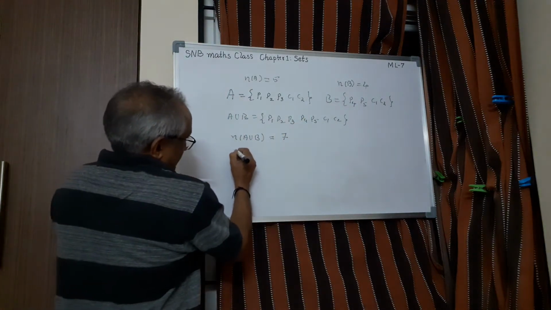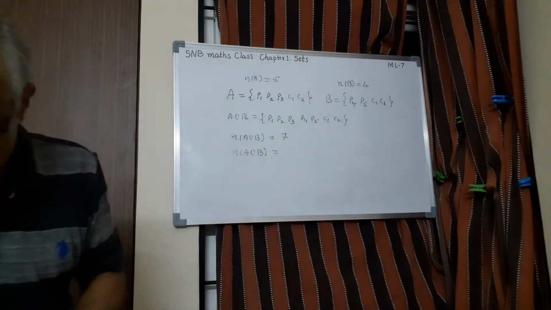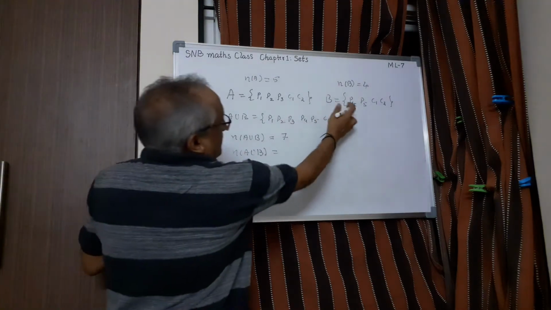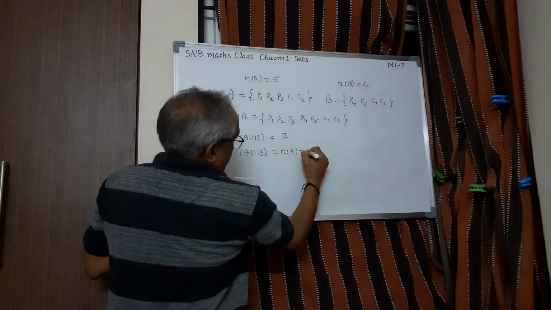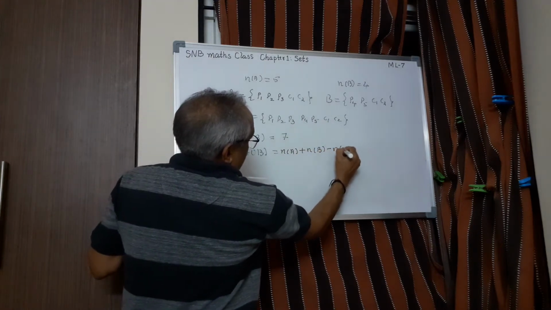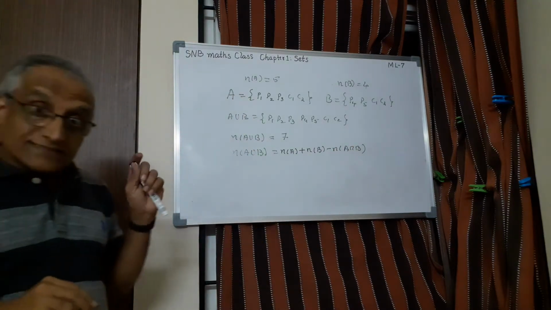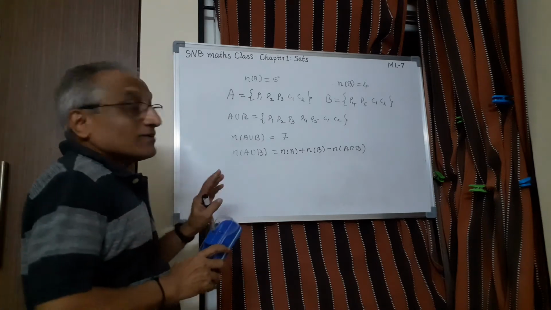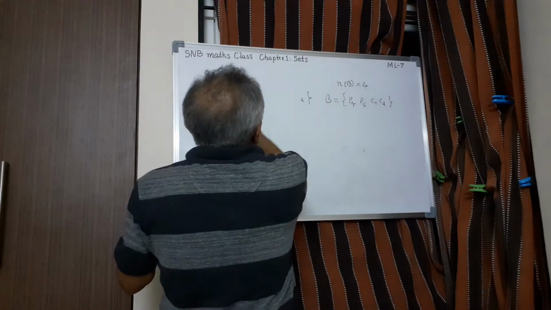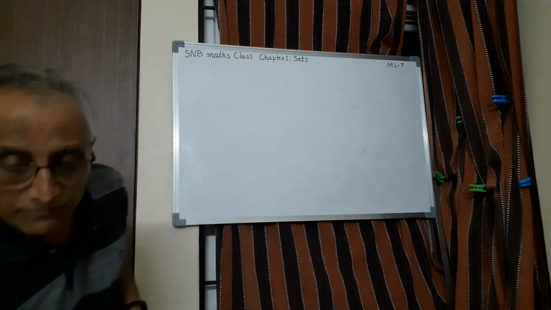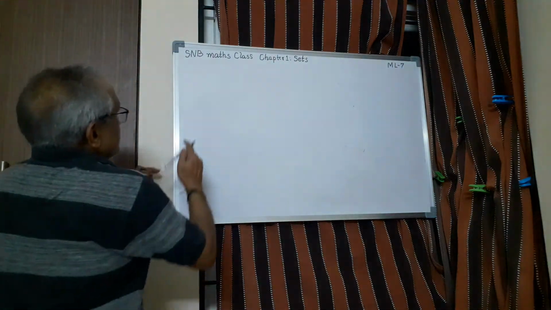So the formula is this one. Number of A union B must be equal to, whenever the intersection is non-empty, number of A plus number of B minus number of A intersection B. So this is the formula. Today let us prove them, taking the first one as the basic rule. That is, whenever two sets are disjoint, number of A union B will be equal to number of A plus number of B. Therefore, you can take this as a rule.